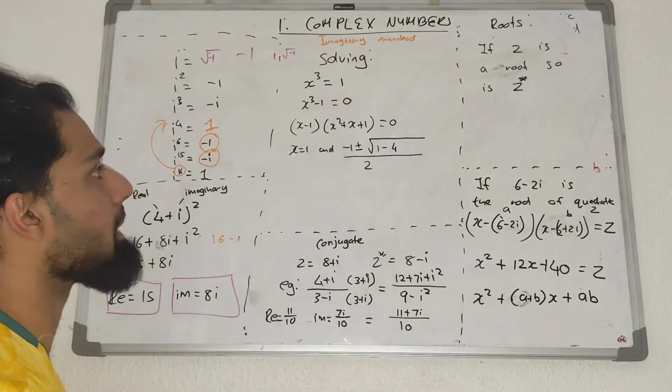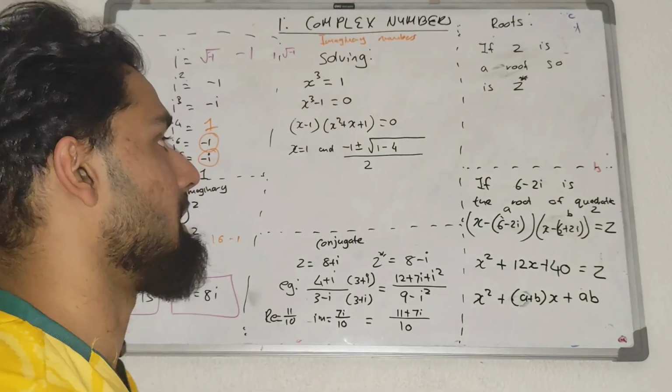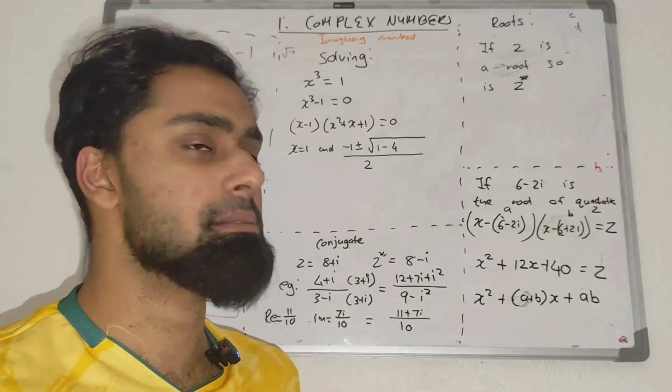Now let's come up here to our imaginary numbers and how we use them to solve equations. Now here's something you've seen a lot in your life. x to the power of 3, or x cubed, is going to give you 1. I mean, that's really straightforward.